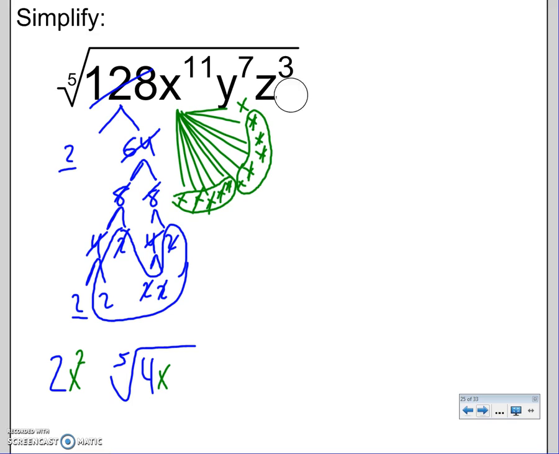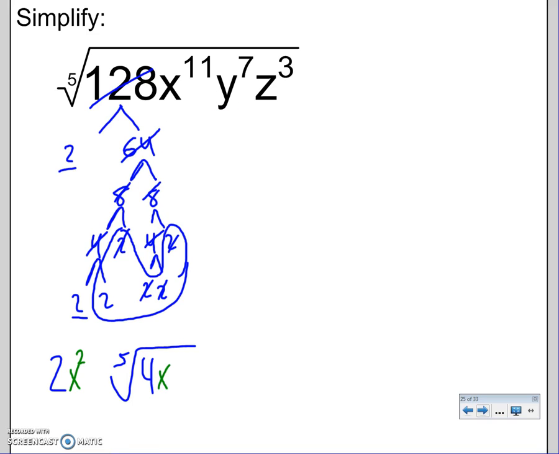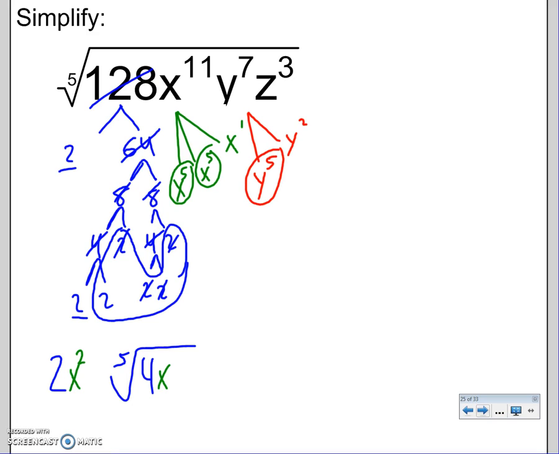Now, instead of writing it all out, we can just find how many groups of 5 there are. There's a complete group of 5, another complete group of 5, and one left over. So for each complete group, one makes it out. So 2 make it out, and x to the 1 stays inside. When I try the y to the 7th, you could write all 7 y's out and circle 5, or you can say it was one complete group of 5 and 2 left over. So 1 makes it out, and that y squared stays inside. And we have that last one. It says z cubed. Well, there's not even 5 of them, so they stay inside. They don't get out. So this is my answer.